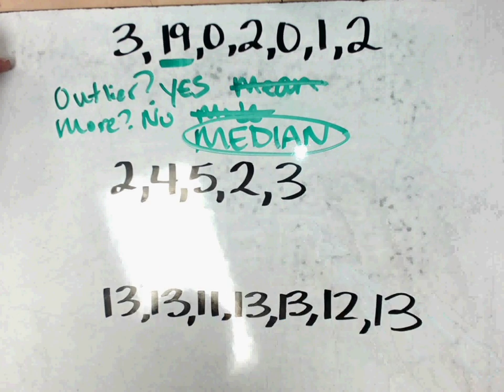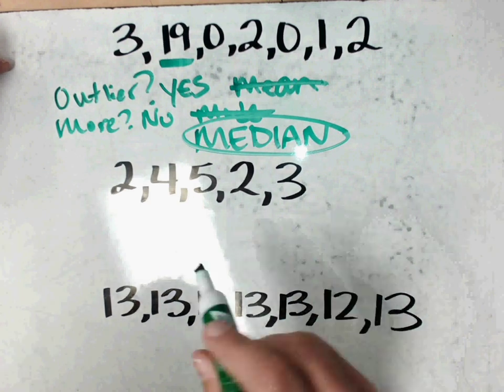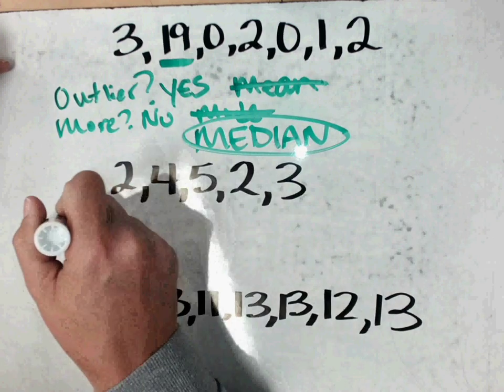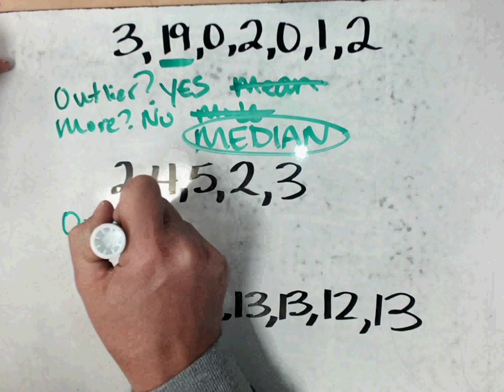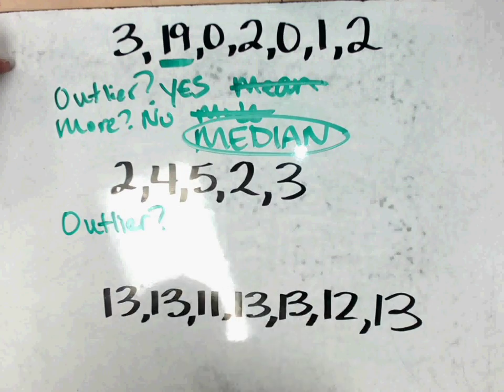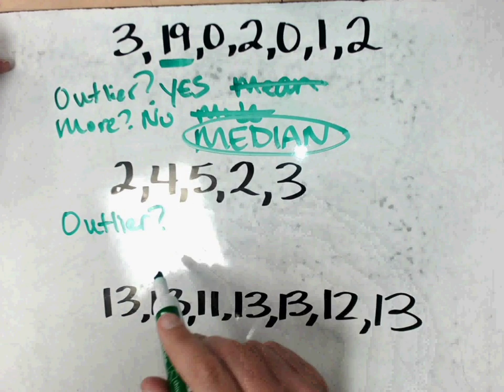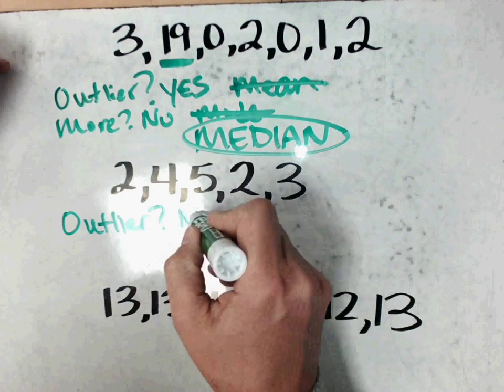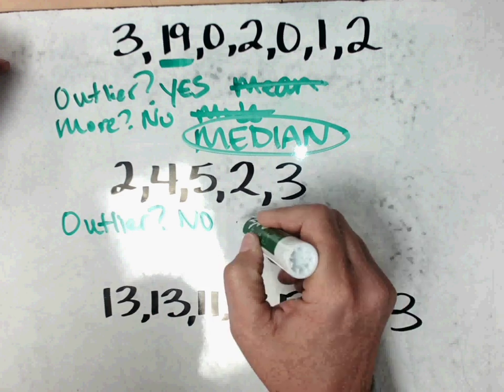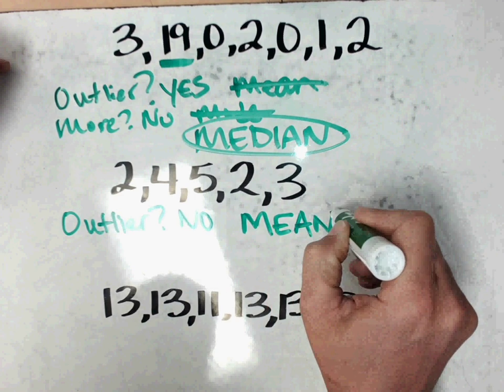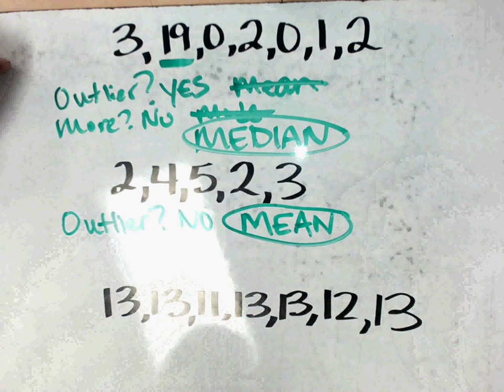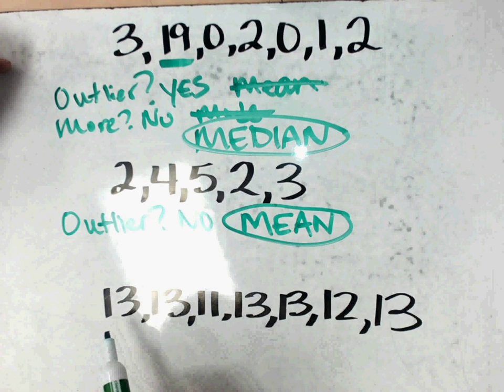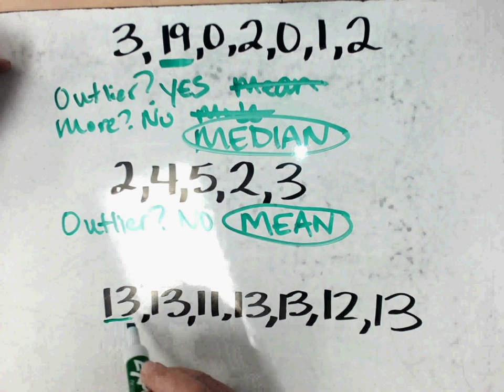2, 4, 5, 2, and 3. Is there a large gap in that data, or an outlier in that data? Is there one number that's way bigger or way smaller than the rest? No. 2, 3, 4, 5, they're all right around each other. So if there's not an outlier, we use the mean. That one was easy.